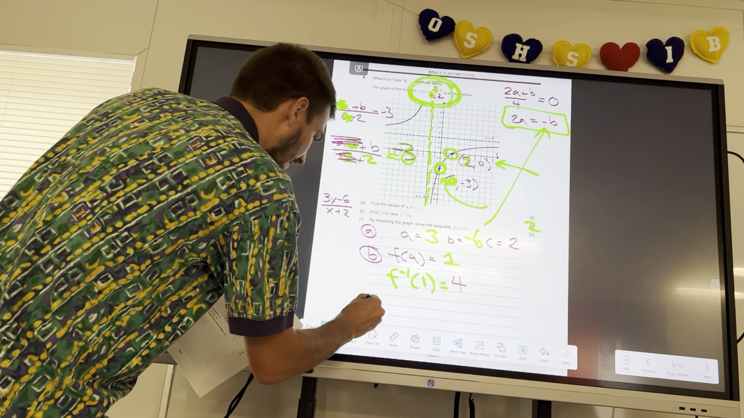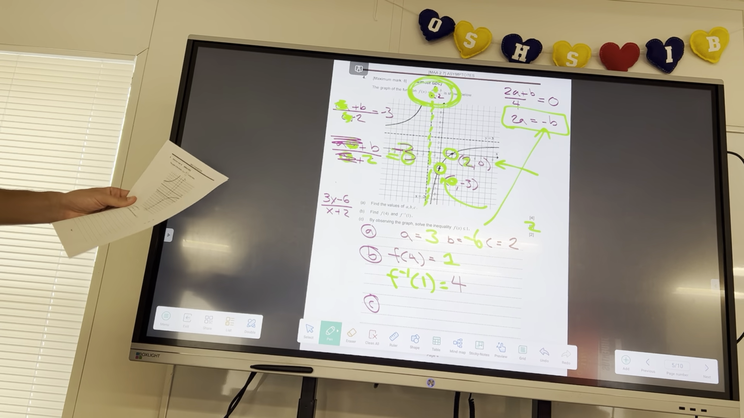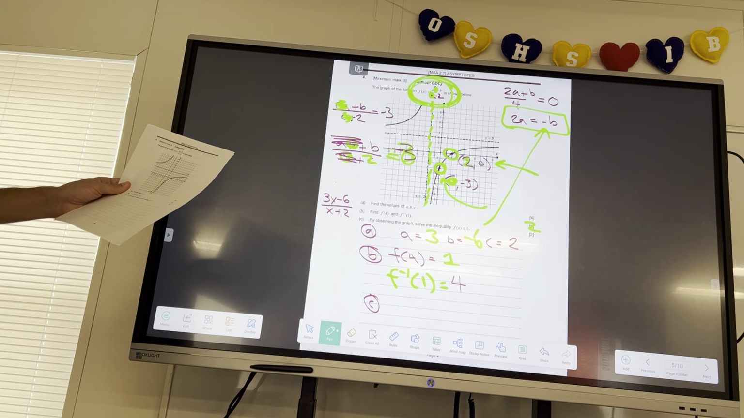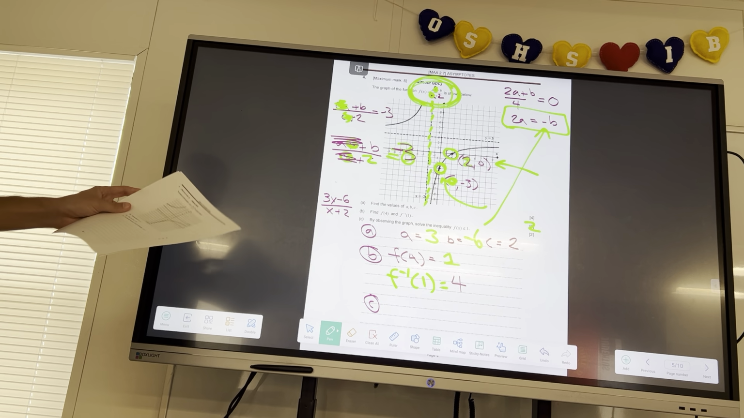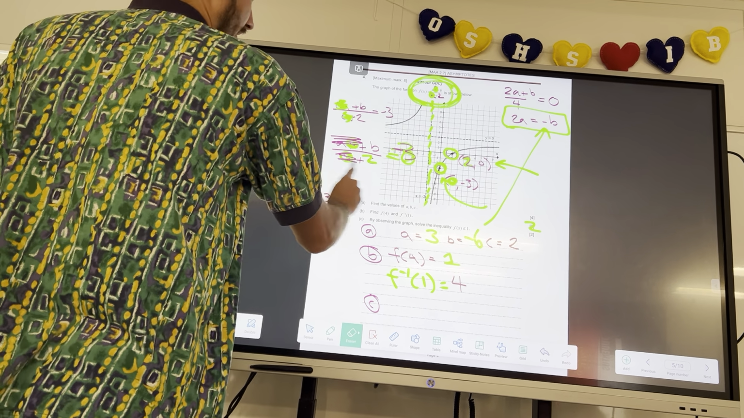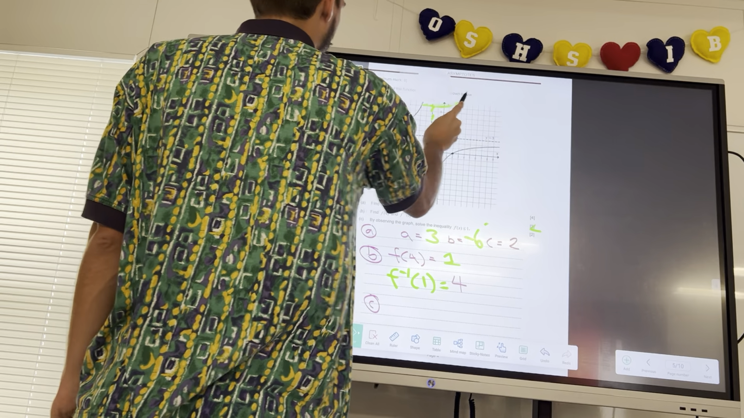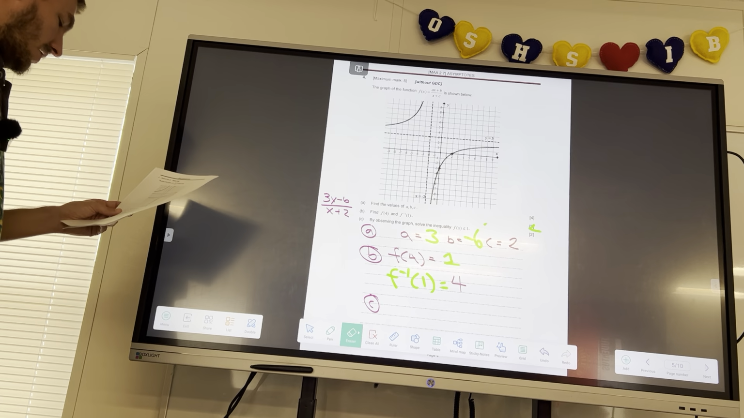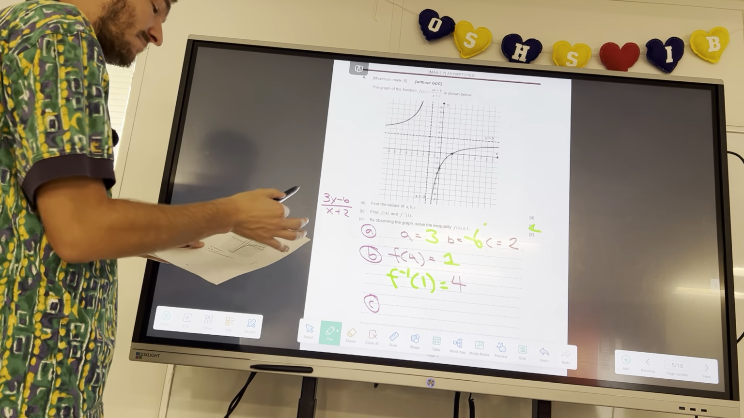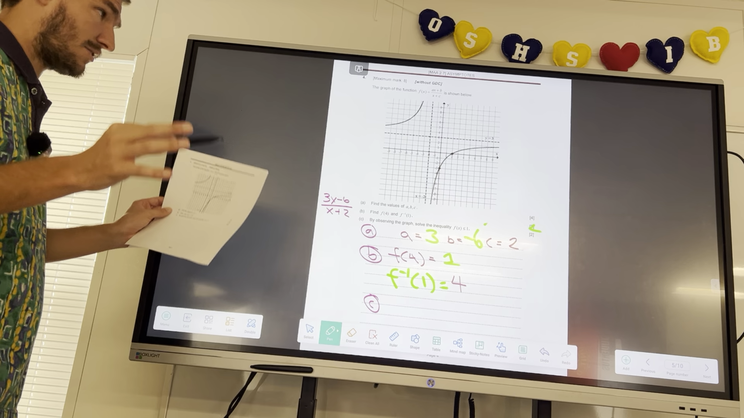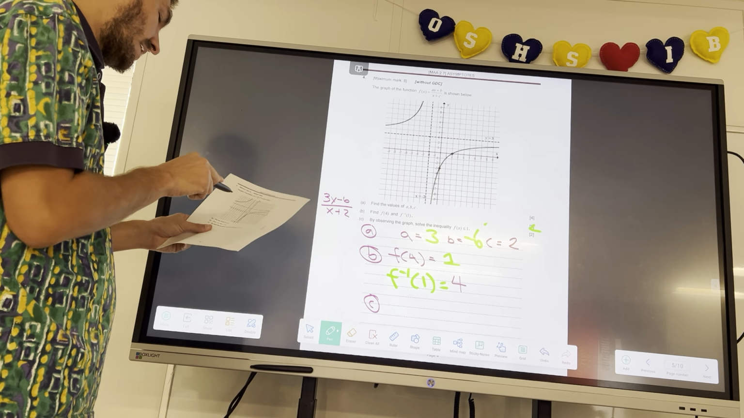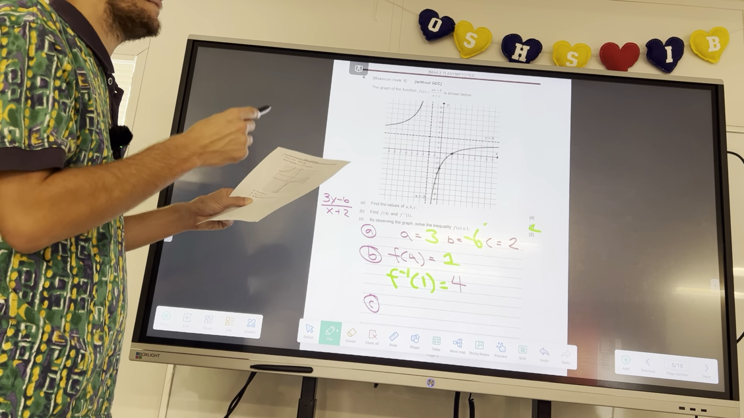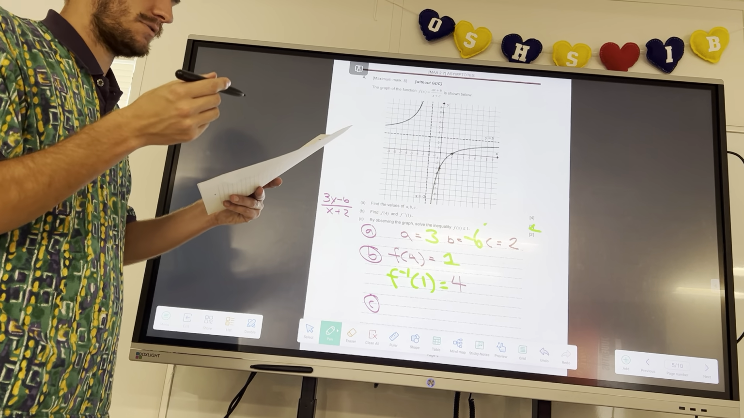And C, by observing the graph, solve the inequality f of x less than or equal to 1. Well, I'm going to need to observe the graph, so all this stuff needs to go away. Solve the inequality, again, look at the marks. It's only worth 2 points, so we're not talking a whole big revolution here. f of x is less than or equal to 1. Okay, that means the y is less than or equal to 1.